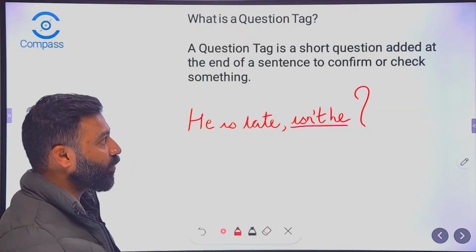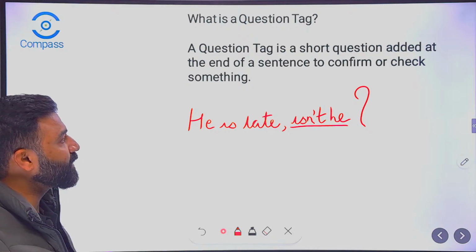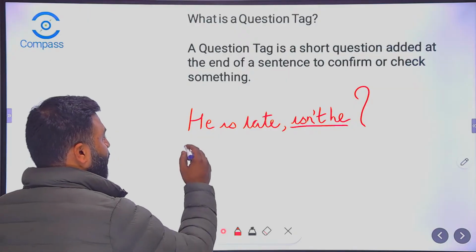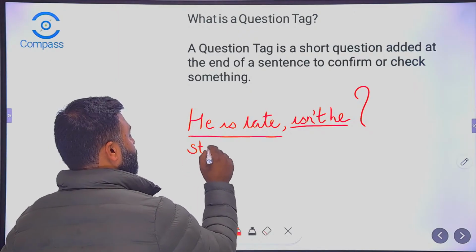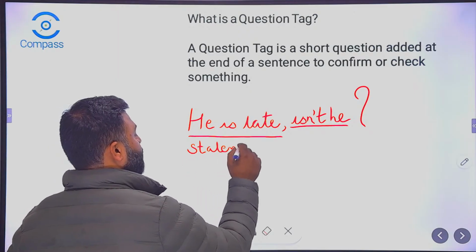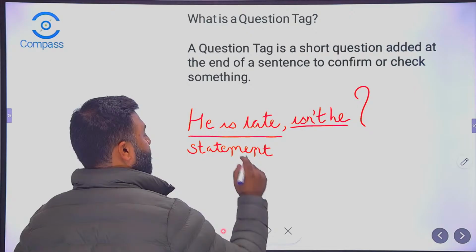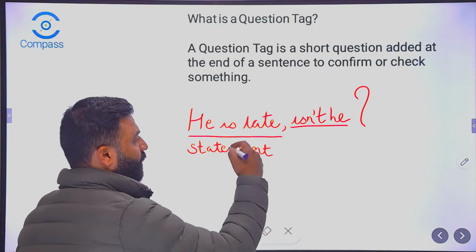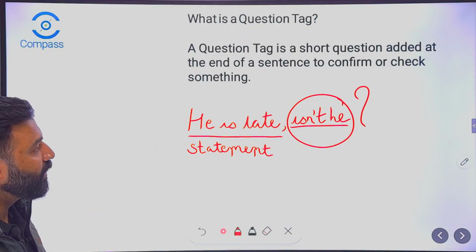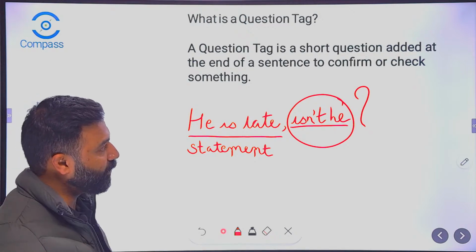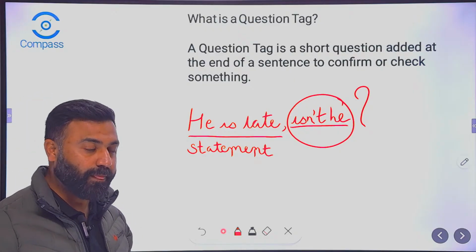A question tag is a short question added at the end of a sentence to confirm or check something. So what does it have? It has a statement first, and then we have the question tag. Let's go forward into the topic, and if a few people are noting down the definition, you can copy it down right now.